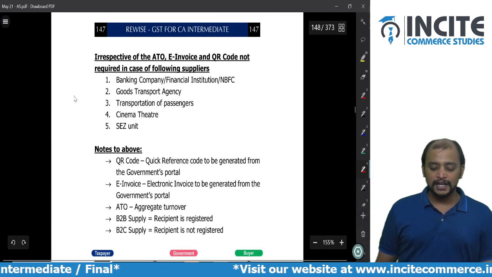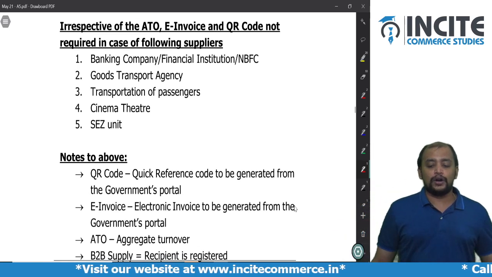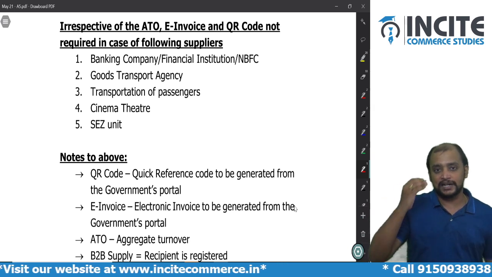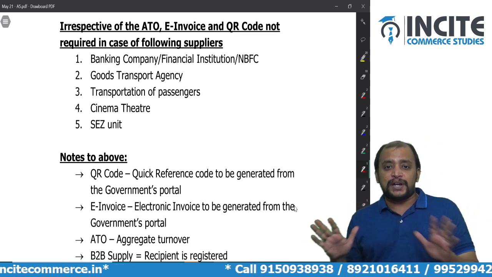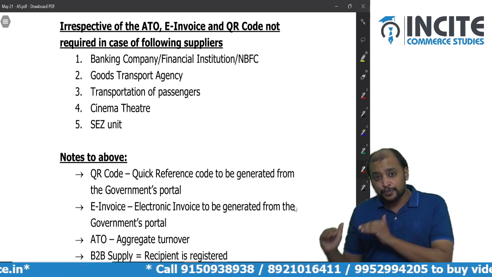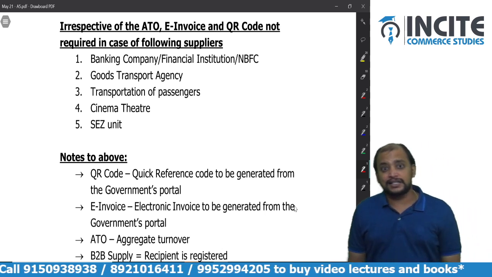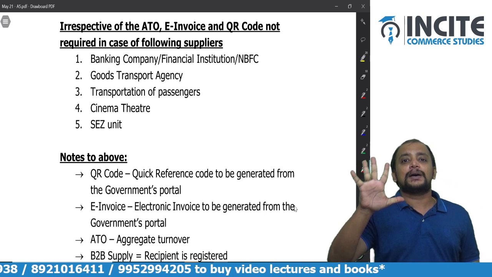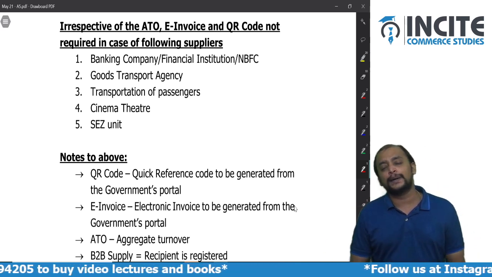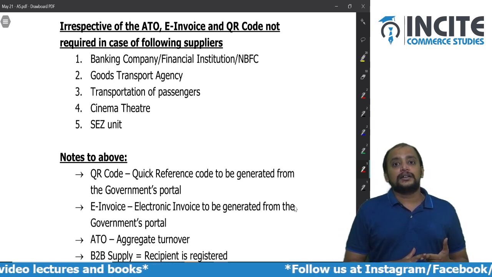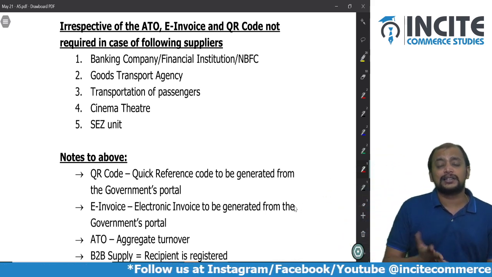What are they? Irrespective of the aggregate turnover, e-invoice and QR code are not required in case of the following suppliers: banking company, financial institution or NBFC, so the banking sector; then GTA, goods transport agency, and any person who is into the business of transportation of passengers; then multiplex cinema theaters and SEZ units. These five suppliers are not required to do e-invoicing and QR code. This concept is not applicable to them. Who are they? Banking sector, then GTA, transportation of passengers, airways, railways, etc., and then multiplex theaters, cinema theaters and SEZ units.